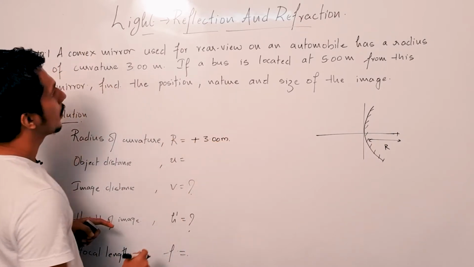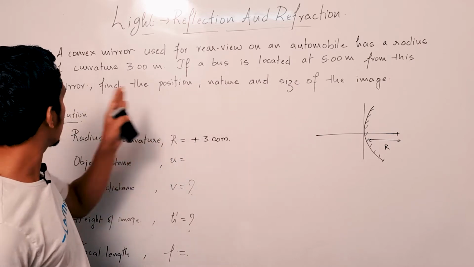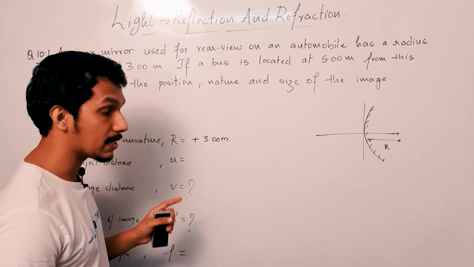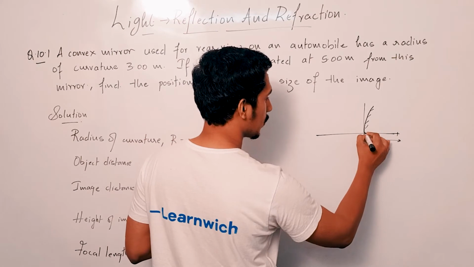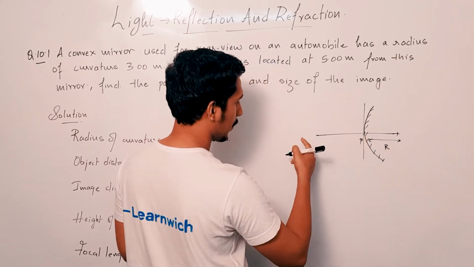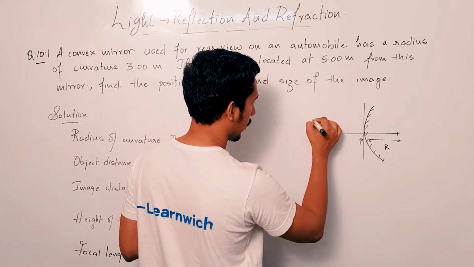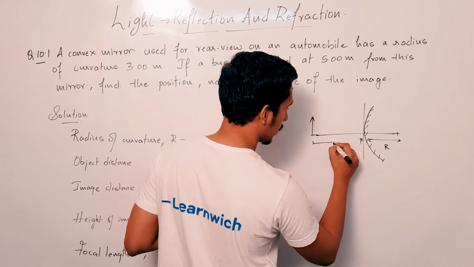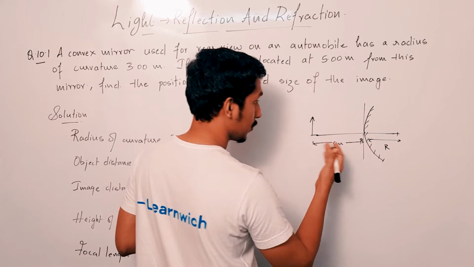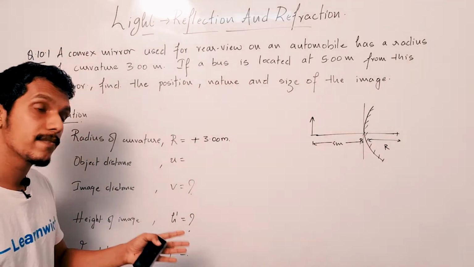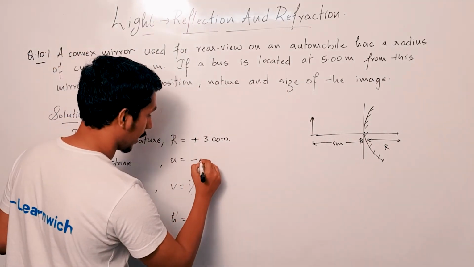Now, if a bus is located at 5 meter from this mirror, which means there's an object here. So if this is the pole, the bus is here to the left side. Let's say the bus is somewhere here and it's at a distance of 5 meter towards the left side. So will it be positive or negative? Yes, you're right. So it will be negative 5 meter.